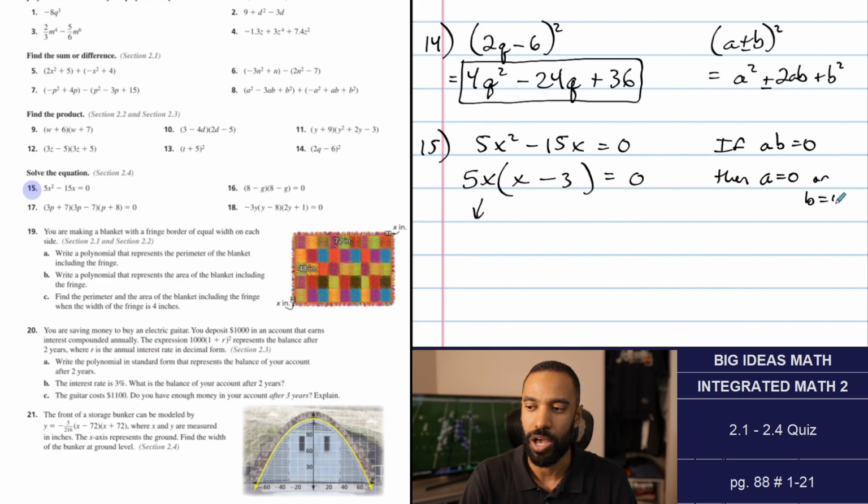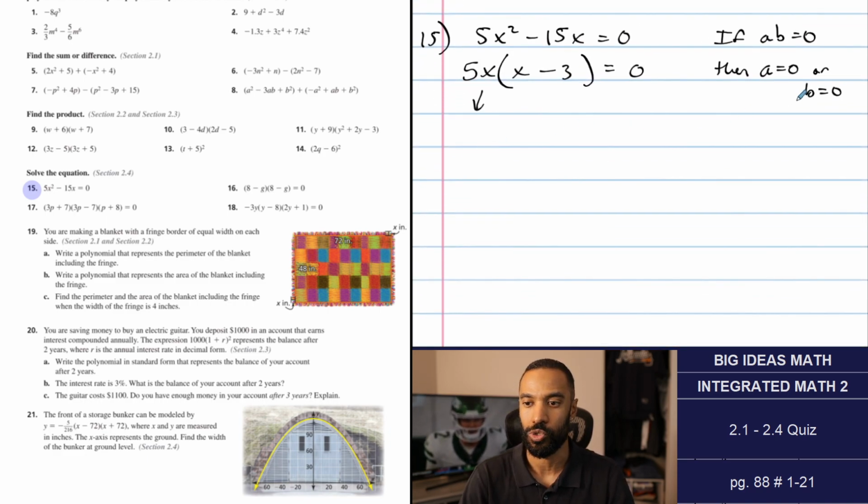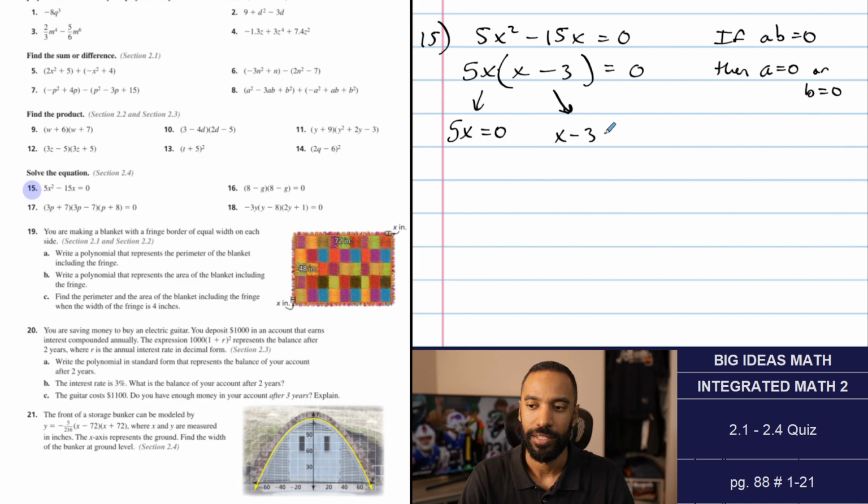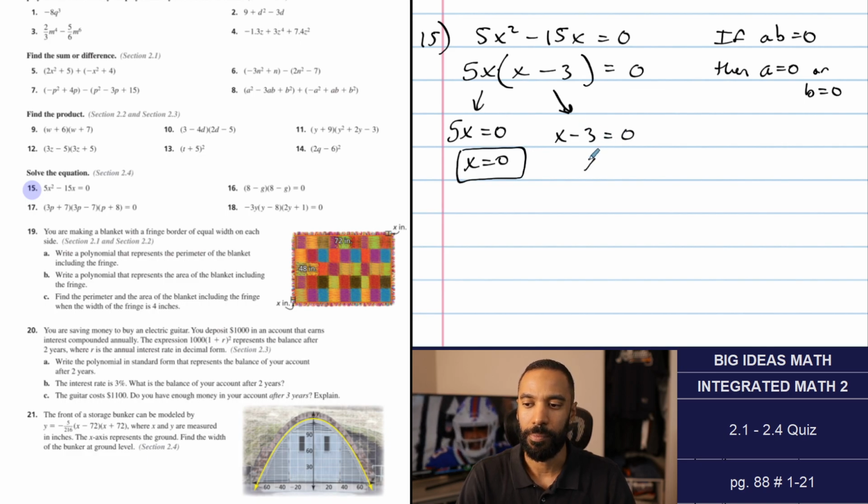Now, I explained this all in section 2.4, so you can go and take a look at that in the lecture portion if you'd like to. There's reason behind this. It only works for 0. That's why you need to set it equal to 0 and you need to create a product. 5x is essentially my a. 5x can either equal 0, or x minus 3, the other thing multiplying with that, can equal 0. You solve these separately. Divide both sides by 5, you get x equals 0. Add 3 to both sides, you get x equals 3.